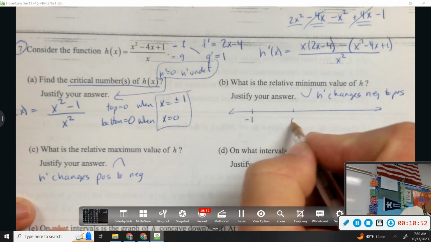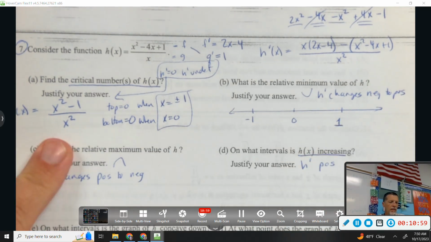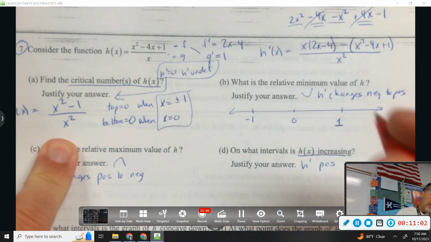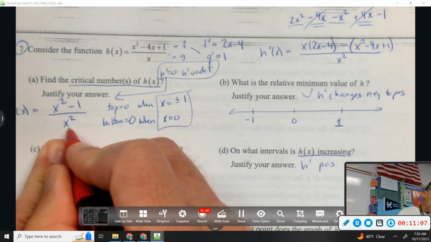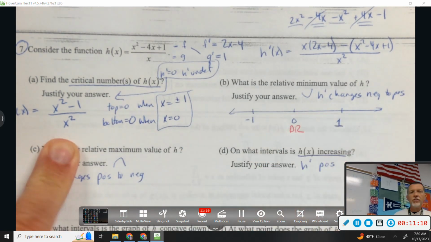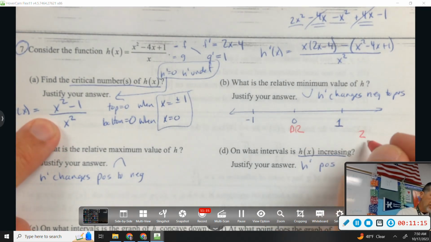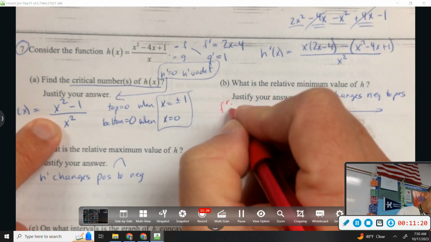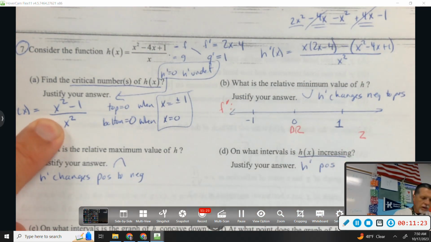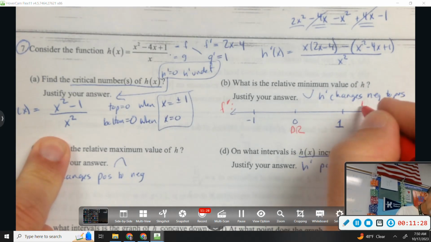So negative 1, 0, 1. Let's see. Oh, 0 is a double root, so I better be careful about that one. It's not going to alternate if I'm thinking about the alternating rule. Let's plug in 2, just because that should be the easiest one to plug in. 2 squared minus 1 is 3. 2 squared is 4. Everything's positive, so h prime is positive.